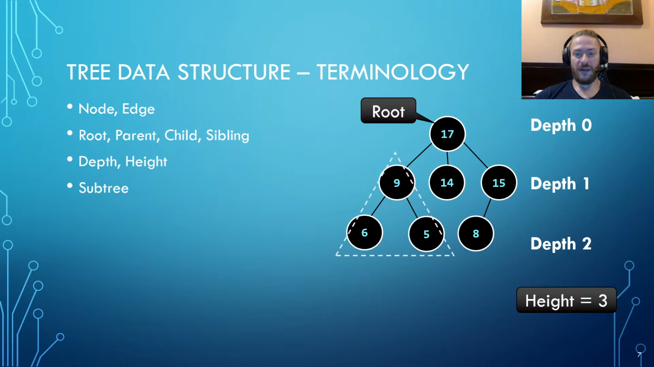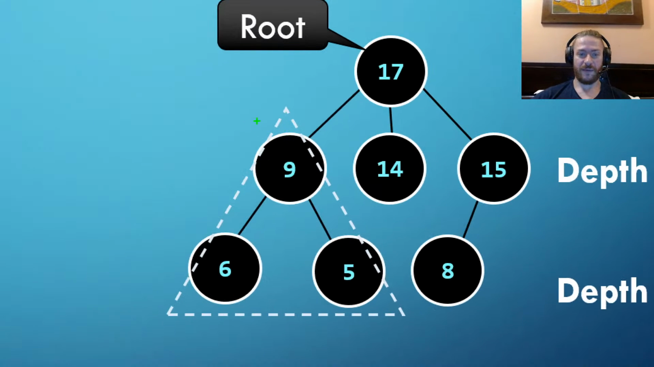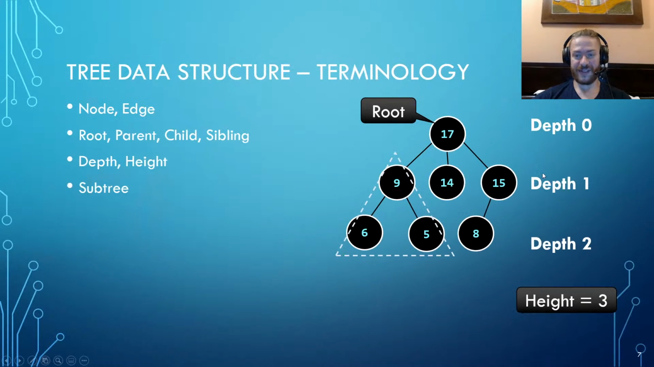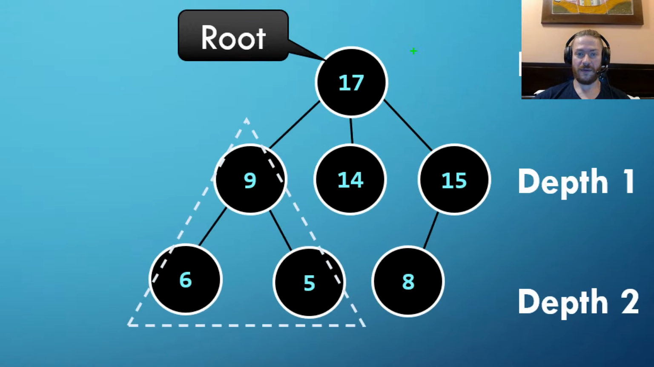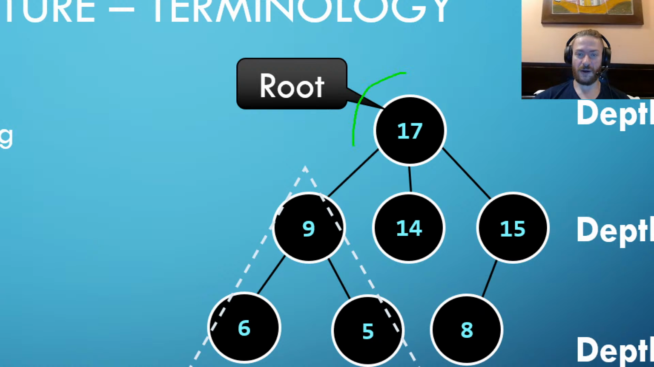A subtree means that if we separate part of our tree, it becomes a separate tree. If we kill this connection here, we now have a subtree with 9 as the root and 2 children, 6 and 5. So essentially we may have this as a tree, we may have this as a tree, we may have this as a tree. So all of these are just subtrees. Even a single node, if I only take this node, that's a subtree. It only contains one node.